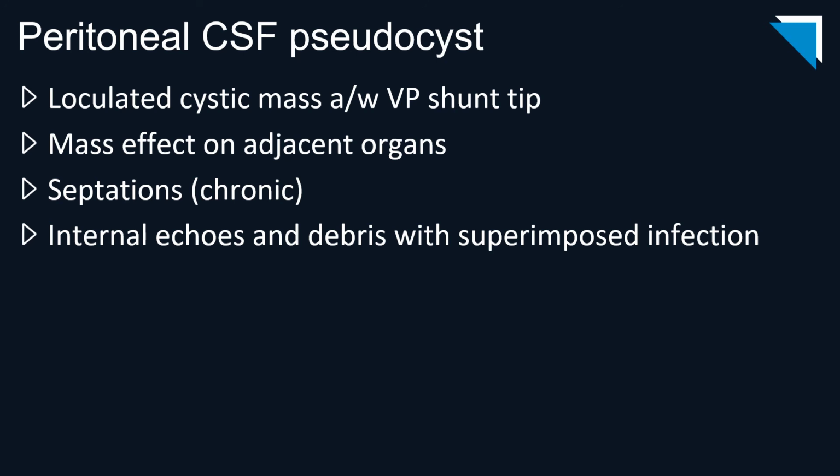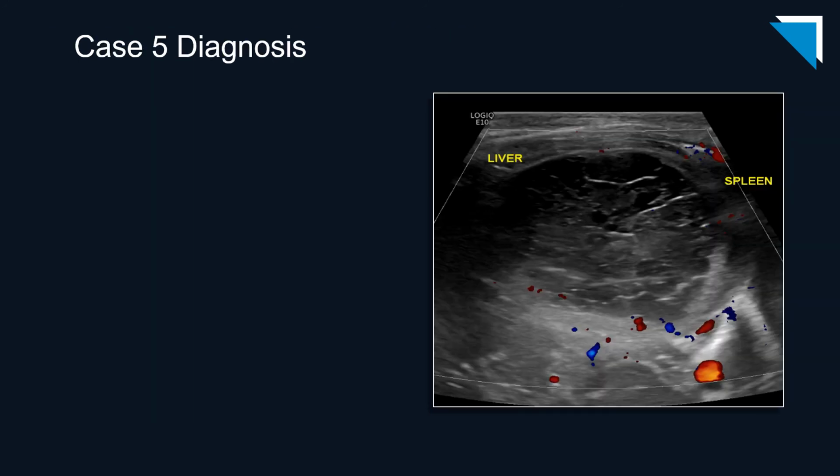In more chronic cases, there can be internal septations, and with infection, you can begin to see internal echoes and debris. This is an ultrasound image from the same patient demonstrating a large amount of internal debris and septations and complexity, which is consistent with superimposed infection and is the reason why our young patient presented with sepsis.